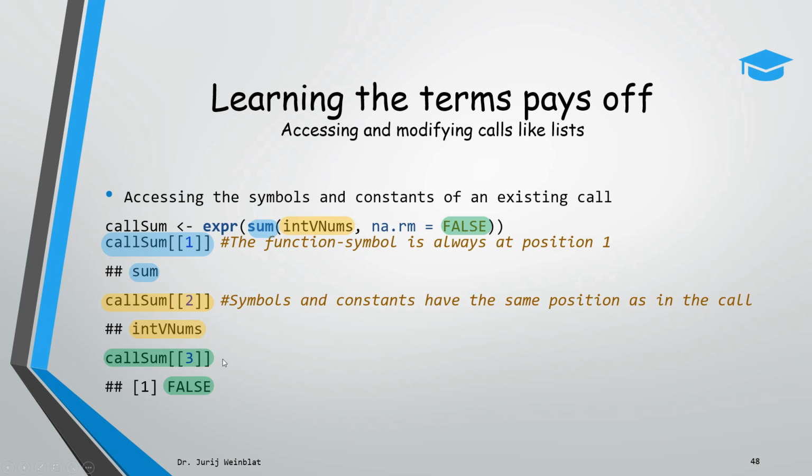And you can access this constant by having a look at the third element, which is false, and then you get the constant. So you can not only specify new symbols, new calls, and new constants, but you can also take an existing call and just extract the constituent parts. And in the next section, I will show you how you can replace these elements in order to modify such a call after it has been created.